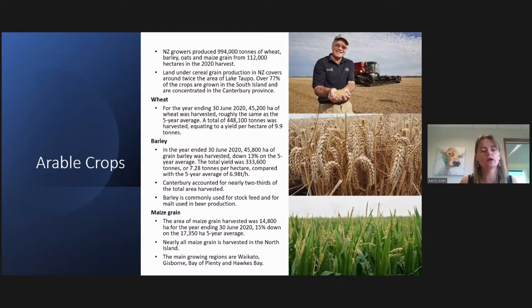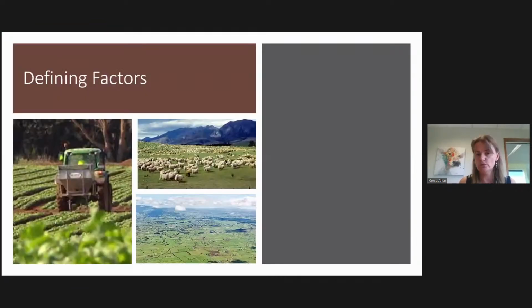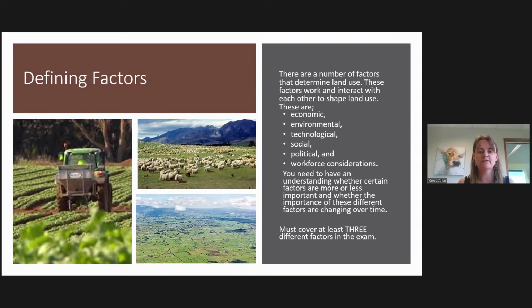Okay, now I've been talking a lot about different factors, and I'm going to cover those factors now. We're going to go through each one of them. So you should be familiar with these factors. Hopefully they have already been covered in class. But basically there are 5 factors that determine or interact or work together to shape land use in this country. So these are economic, environmental, technological, social, political, and workforce. And I can't count, so that's actually 6. So we're going to talk about each one of those individually.